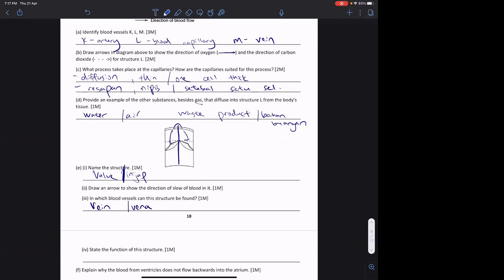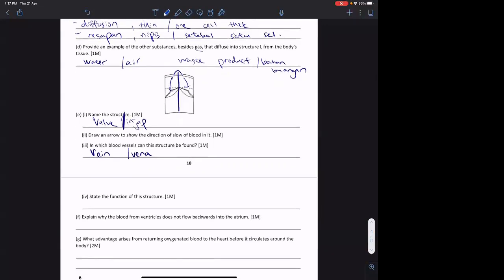Okay, so next, state the function of this structure. Okay, I told this already, to prevent the backflow of blood. Okay, untuk mengelakkan pengaliran balik darah. Okay, to stop your blood from going backward.